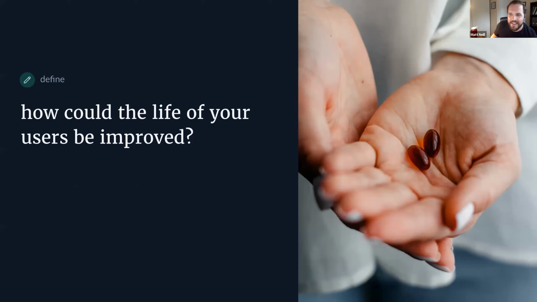That gives some context to that weird image there of the Advil looking things. But really what we're asking is, how could the life of these users be improved, and what unmet needs do they have? How do they live in the world today, and what could be improved in that experience for them?